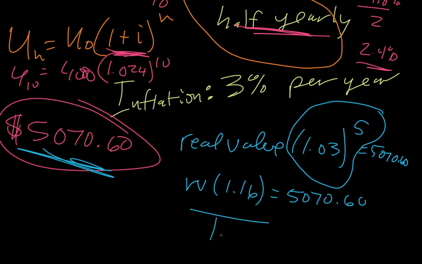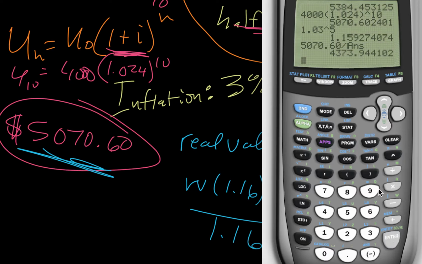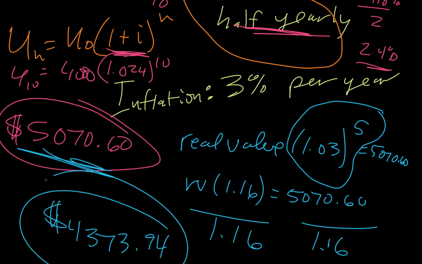Then we divide both sides by 1.16. 5,070.60 divided by our previous answer. It's a good idea to use the full thing. And we are left with 4,373.94. And so that is the real value of that, which is much lower because of inflation. So let's move on.